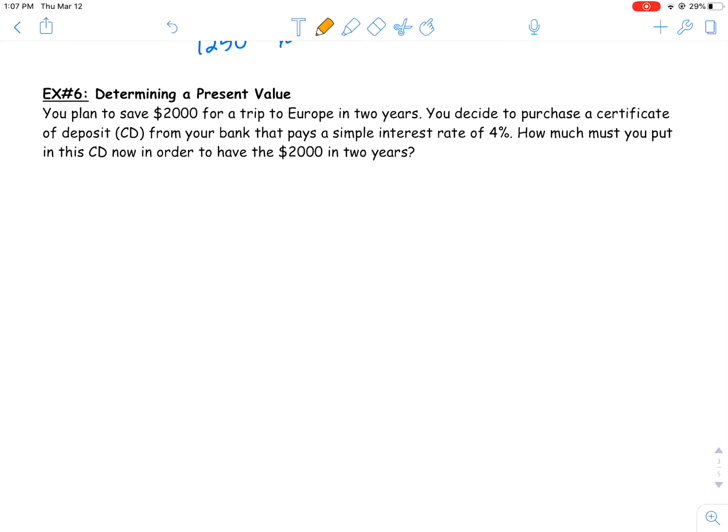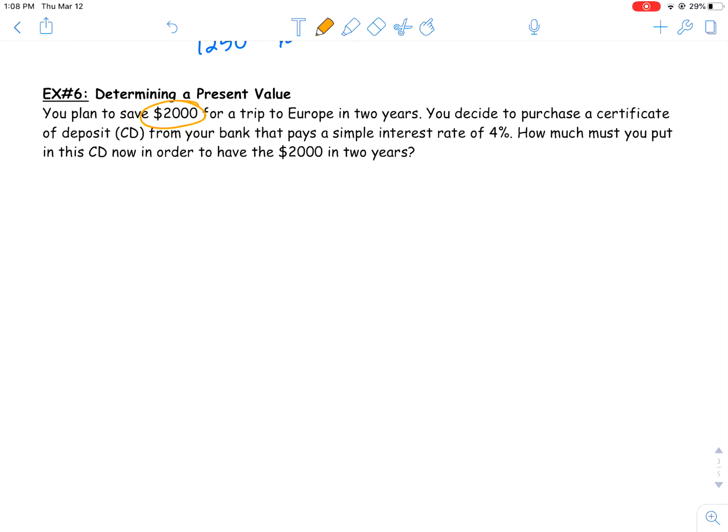How much must you put in your CD now in order to make sure that you have the $2,000 in 2 years? So in 2 years, you're planning a trip. You need to have at least $2,000 in your bank. You need to know how much money you need to put in now so that at the end of those 2 years, you have enough money to go on your trip.